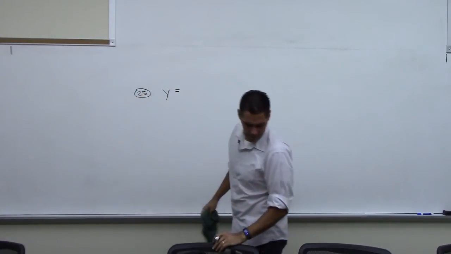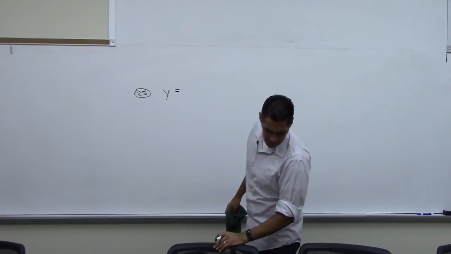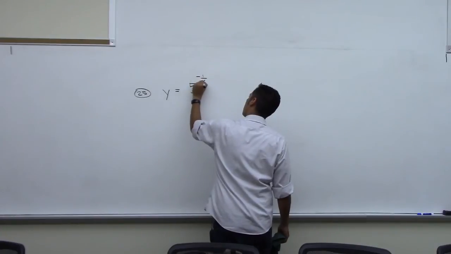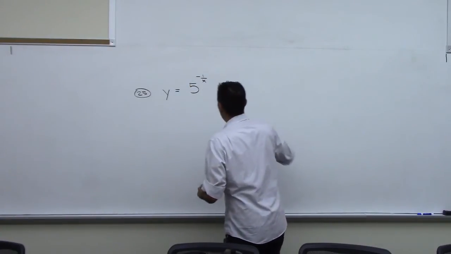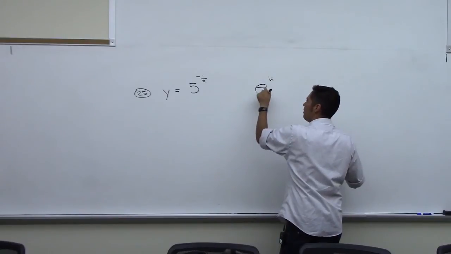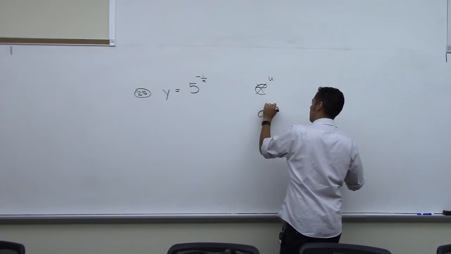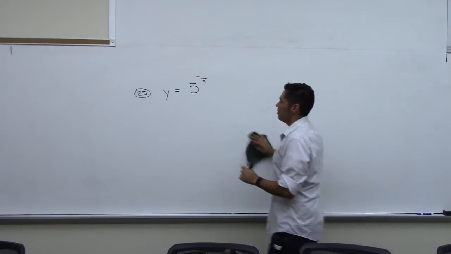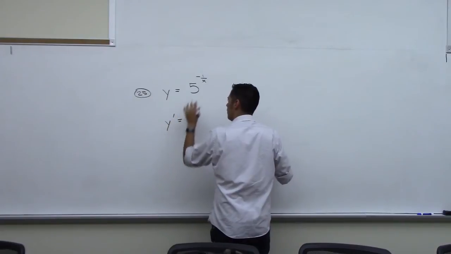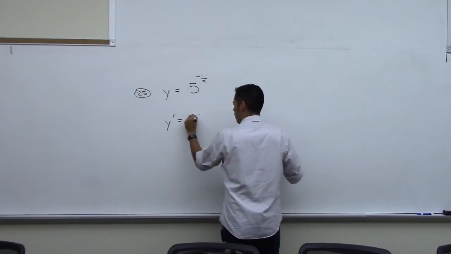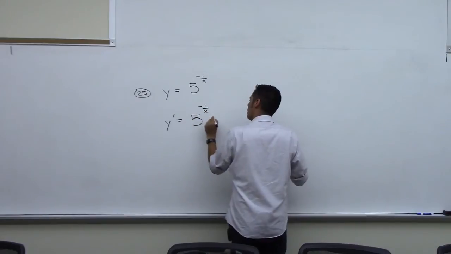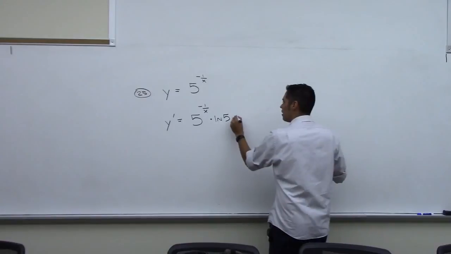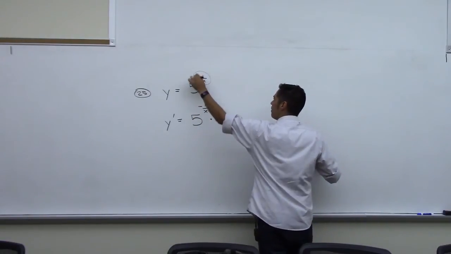Y equals 5 to the negative 1 over x. All right, so this is kind of like e to the something, except instead of e, we have a 5 to the something. And we talked about that, or I showed you the formula for that at the beginning. So the derivative of a to something is itself times natural log of a, so for us natural log of 5, times the derivative of what was up here.